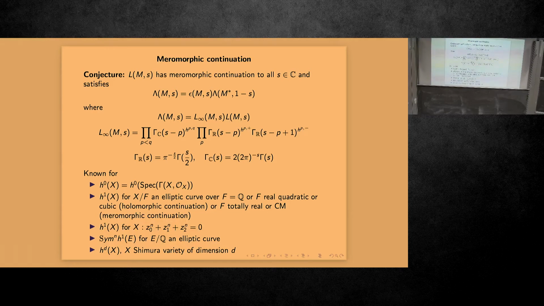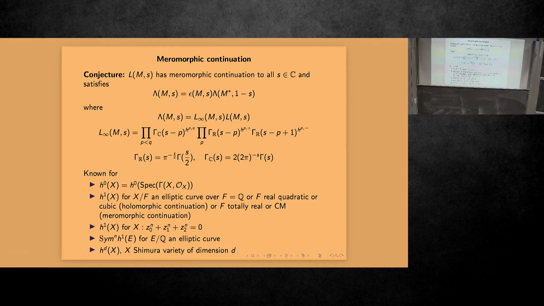Okay, the question came up. This normalization of the gamma factors is different from Deninger's normalization. Of course, I cannot recall Deninger's normalization off the top of my head, but I want gamma C to be the product of gamma R of s times gamma R of s plus 1. So it's like some induction formula, right?